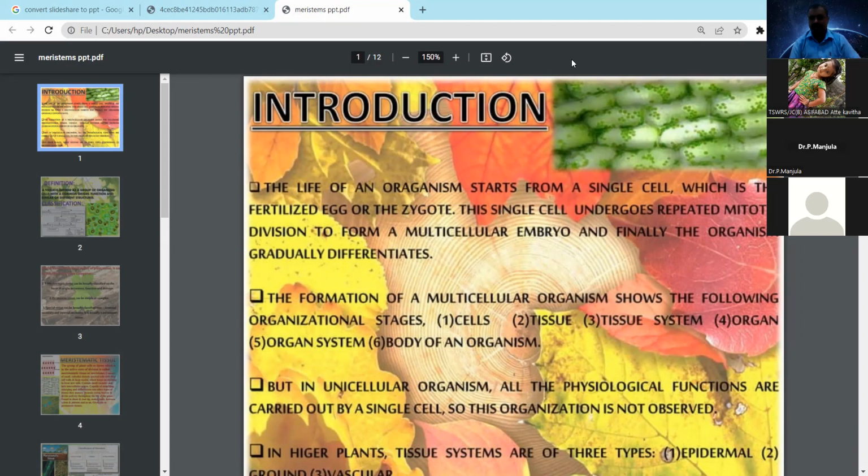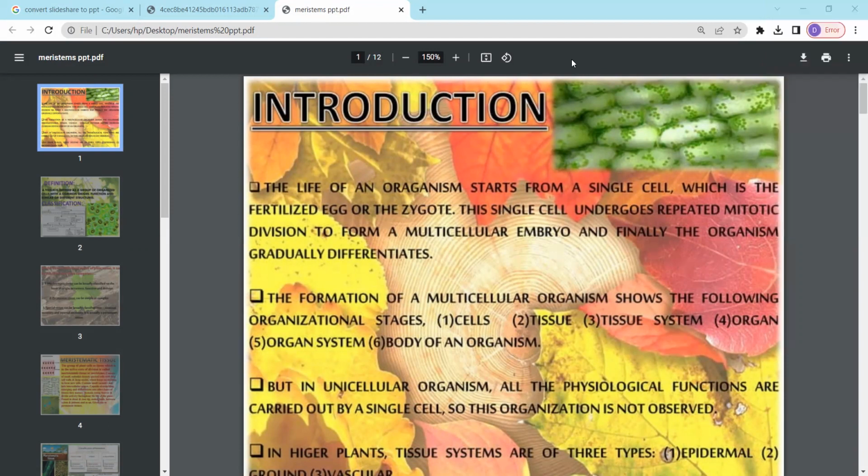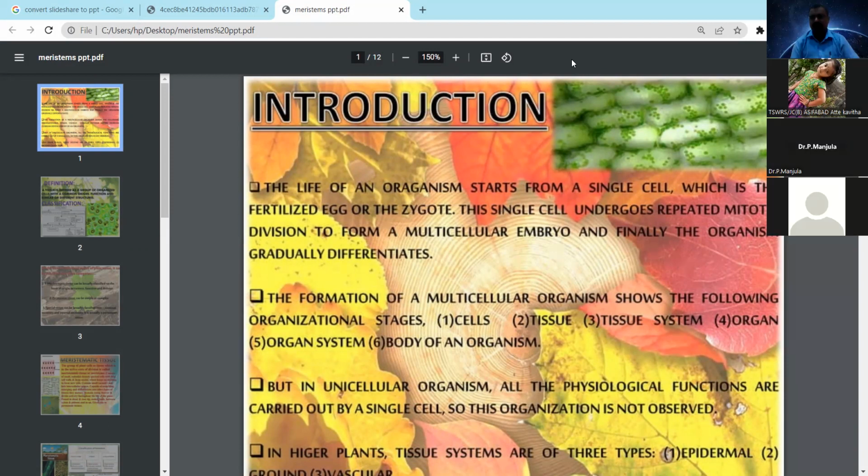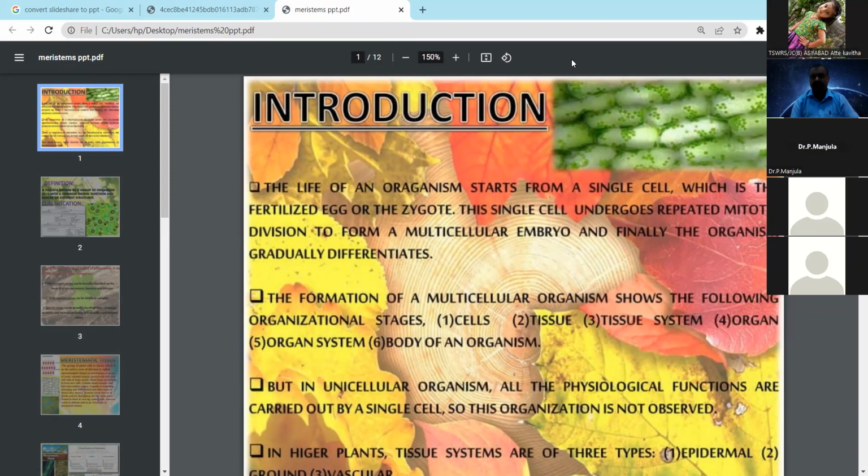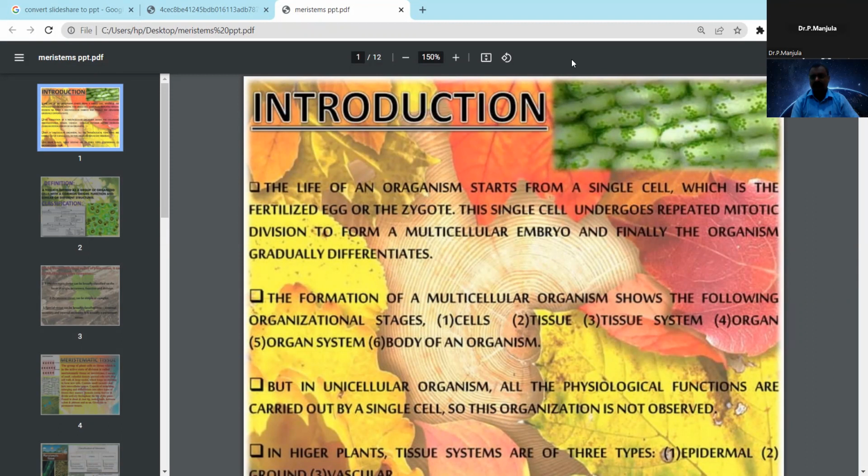So today's topic is plant anatomy. Anatomy means the study of internal structure. Anatomy is a branch of science which mainly deals with the study of gross internal structure of plant organs, as we observe under the microscope.